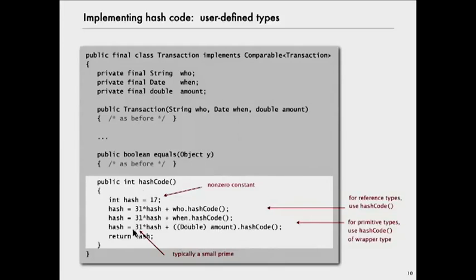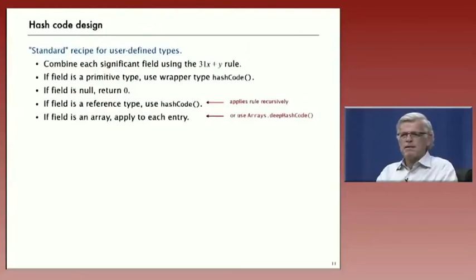So that's a simple example of implementing a hash code for our own type of data that might include several different types of instance variables. So that's the standard recipe. Use the 31x plus y rule to combine all the fields. If it's a primitive type, use the wrapper hash code.